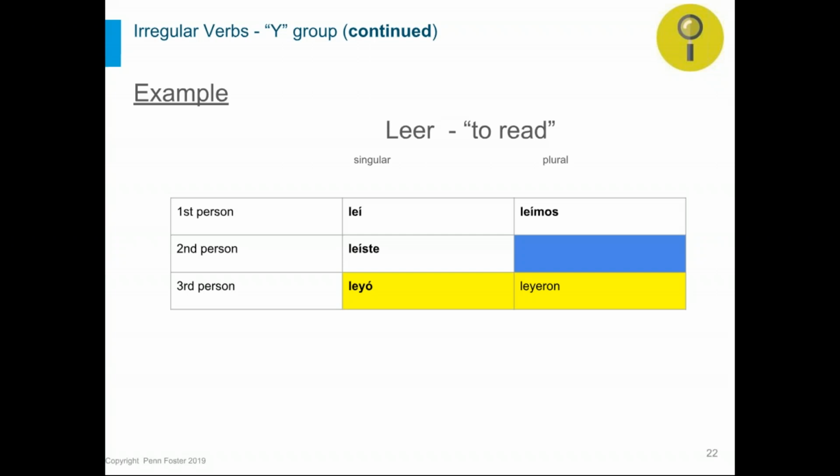All of the verbs in this group, caer, creer, oír, would also look very much like these conjugations. Creí versus leí, creo versus leo, so on and so forth. Same accent rules, same spelling changes for all of the verbs that are considered Y groups.